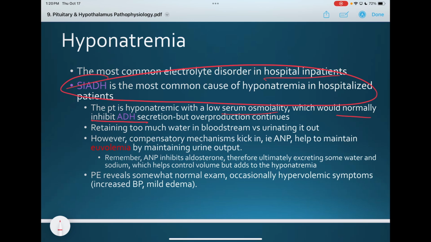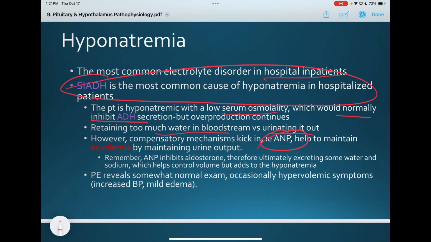Now we're still going, so we're going to keep making that hyponatremia worse, keep dropping that serum osmolality because ADH is going unopposed. So we're retaining too much water in the bloodstream versus urinating it out. So we have some compensatory mechanisms that try and kick in.